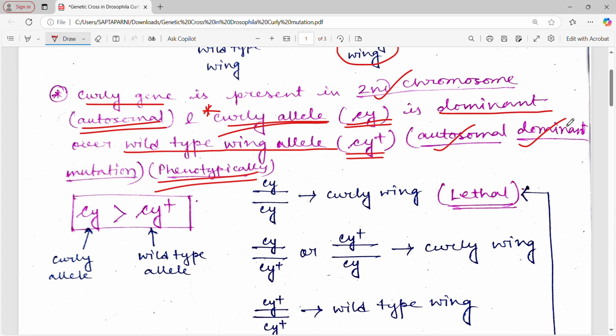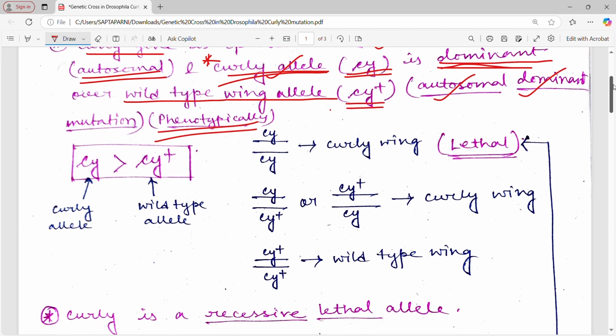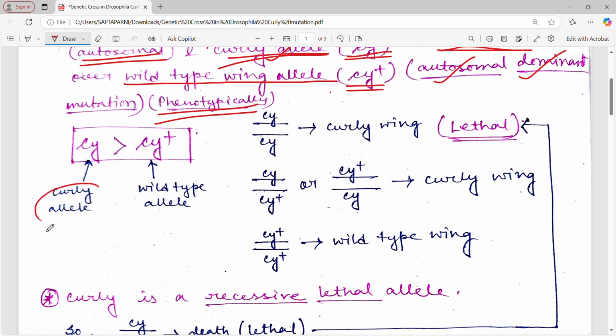Till now, whatever mutations we have discussed, like vestigial mutation, white eye color mutation, or apricot eye color mutation, we have seen that the mutant allele was recessive to the wild type allele. But here, for the first time, the mutant allele, that is the Curly allele, is dominant over the wild type wing allele. Got it? So from this it is clear that the Curly allele, denoted as Cy, is dominant over the wild type allele, that is Cy plus.